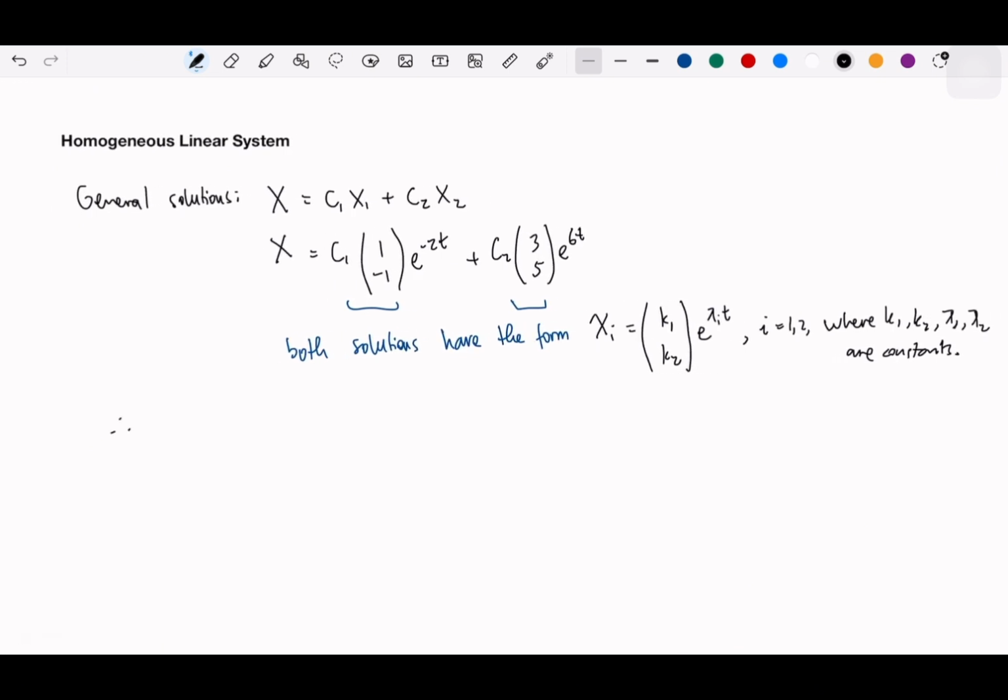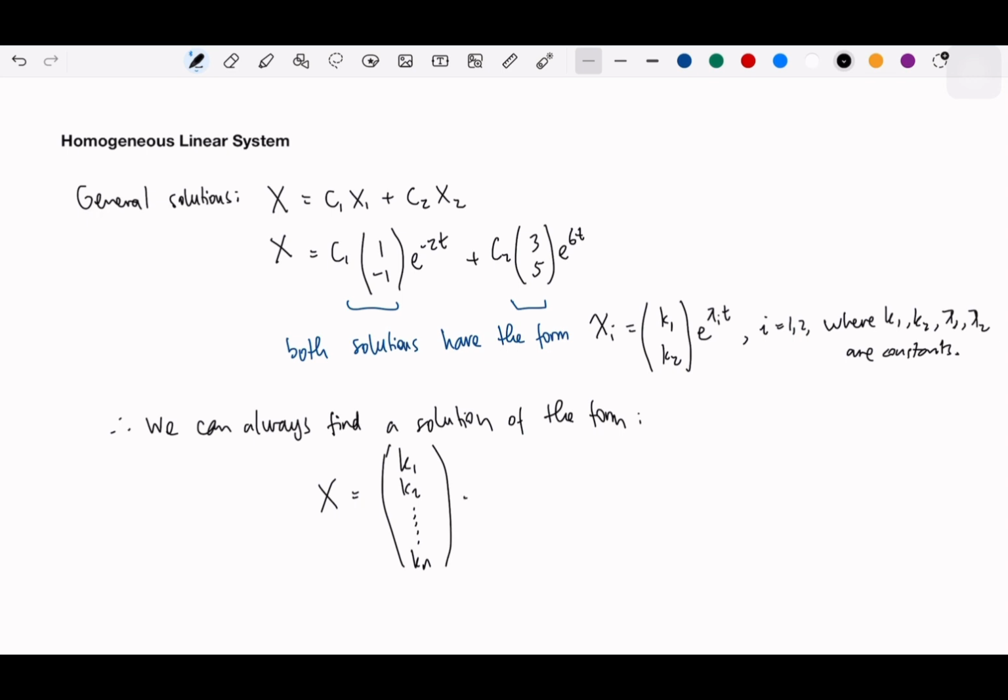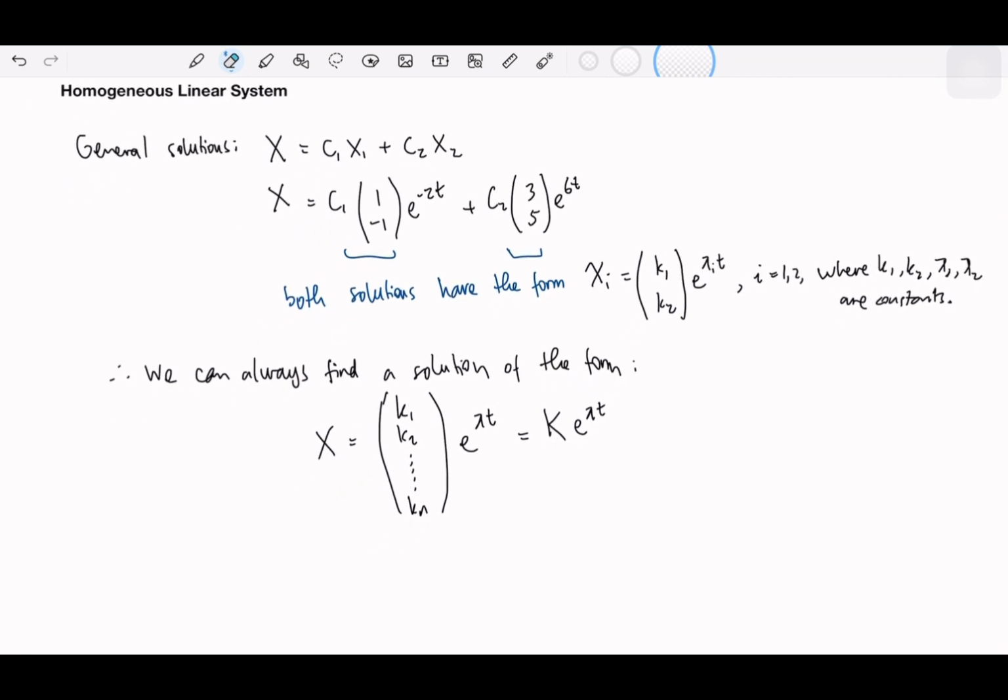So we can always find a solution of the form x = (k1, k2, until kn) multiplied with e to the power of lambda t. We can say the k vectors as just a single k, so x = k e^(lambda t). Now this becomes our general linear system.